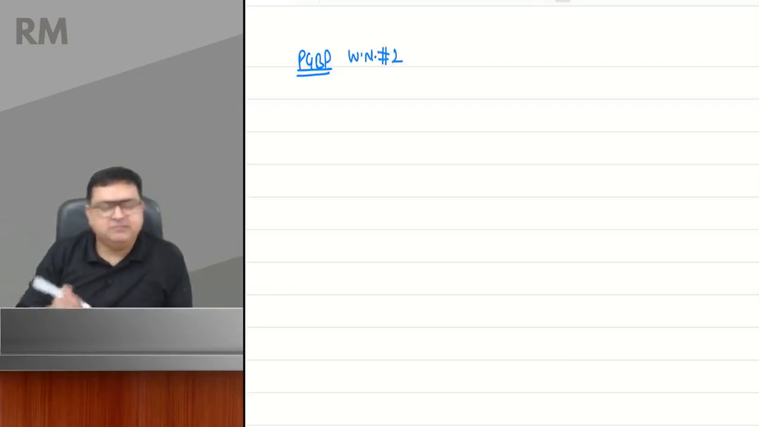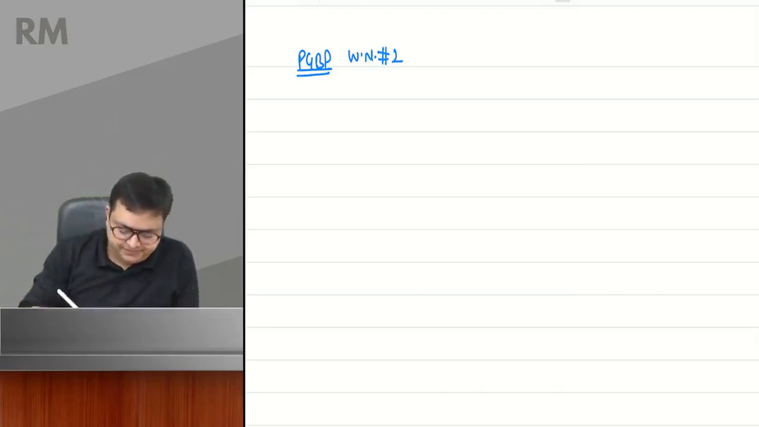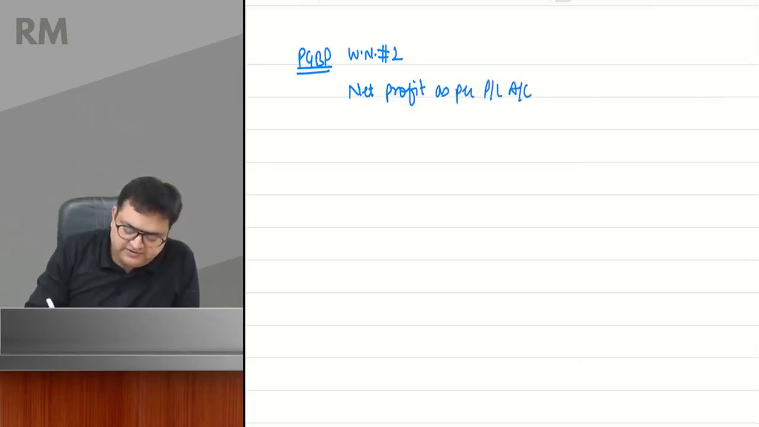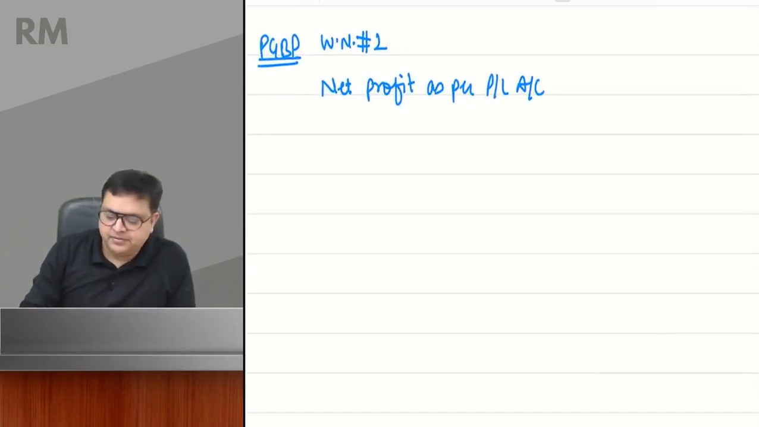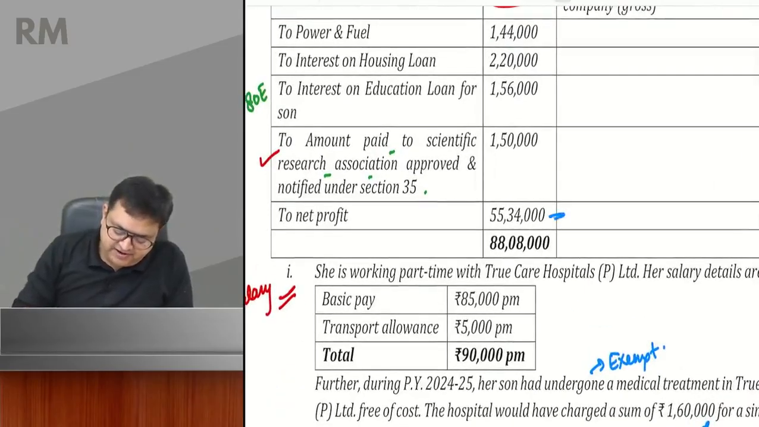How do we do our PGBP? Remember the 4 steps: net profit as per P&L account, expenses side, income side, information. Net profit as per P&L account or income and expenditure account, same thing. So here we have net profit as 55,34,000.